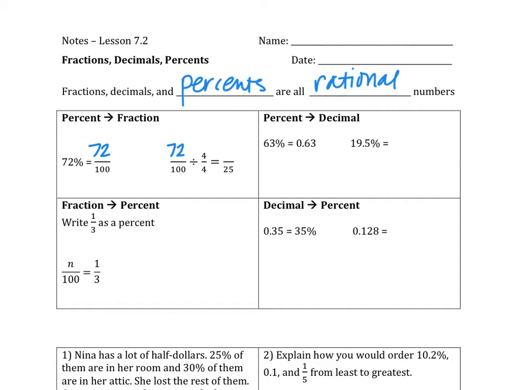It goes into 100 25 times. And 72 divided by 4 is 18. So our fraction is 18 over 25.